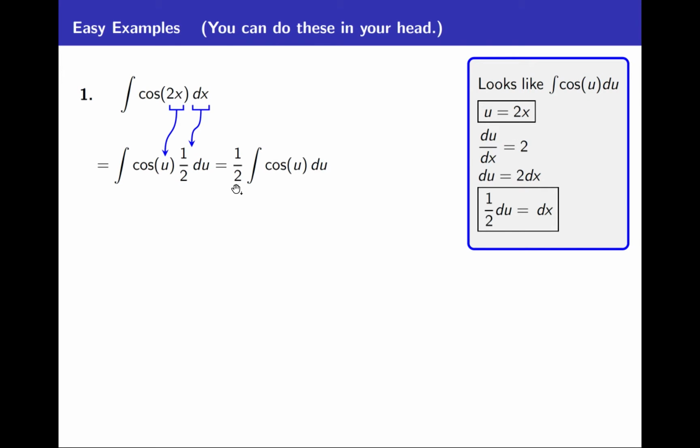Pull out that constant 1/2. It's times the integral of cosine of u du. And that's a familiar integration formula. The integral of cosine u du is sine of u. So we get 1/2 sine of u plus c. And then replace that u with what it's equal to, the 2x. And our answer is 1/2 sine of 2x plus c. Now, that's exactly the answer that we sort of reasoned out in our head at the beginning. But of course, it does follow from substitution also, as we did here.